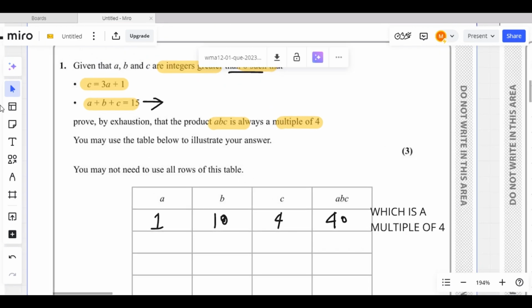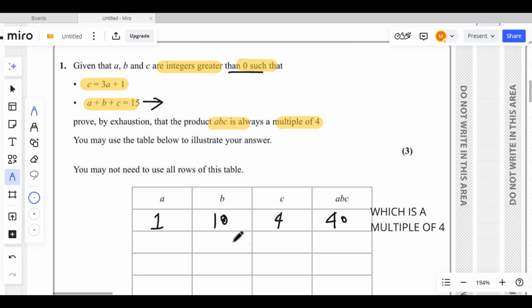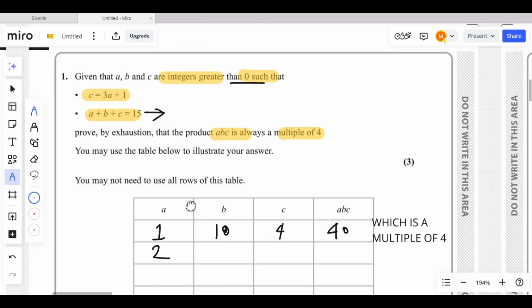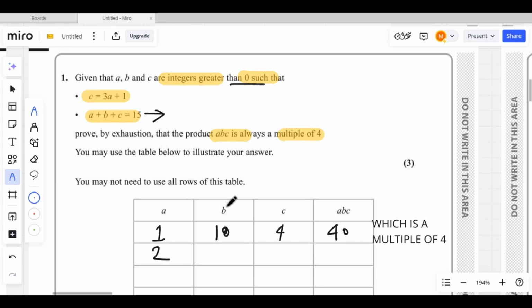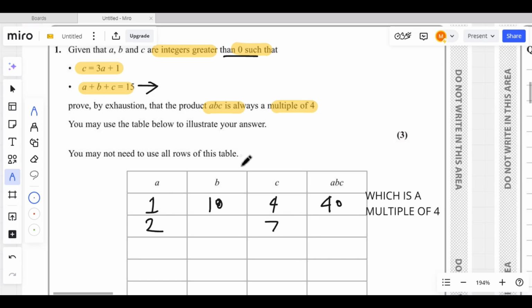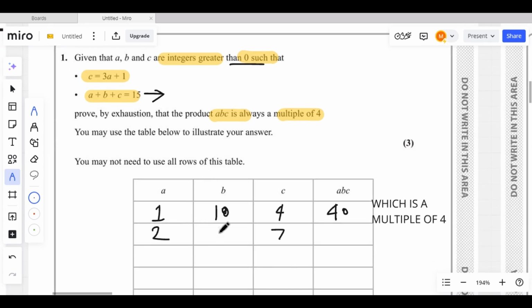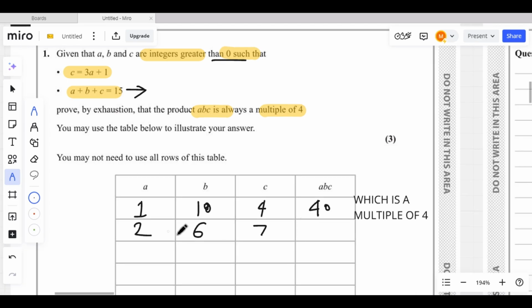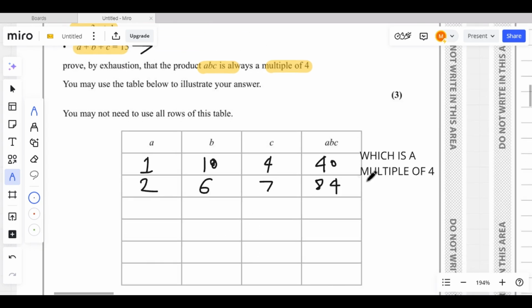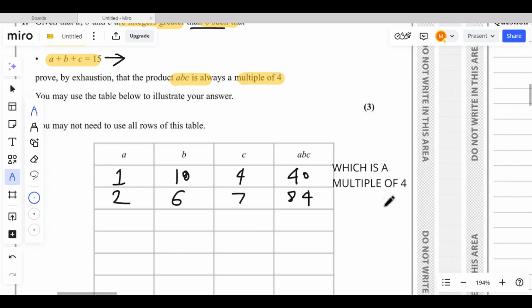Okay, next. For the second value, we can take A equals 2. So if A equals 2, then C is 7. Okay. Then B would be 15 minus 9, which is 6. So the product of 2 times 6 times 7: 6 times 7 is 42, and 42 times 2 is 84. So which is also a multiple of 4. It's a multiple of 4.